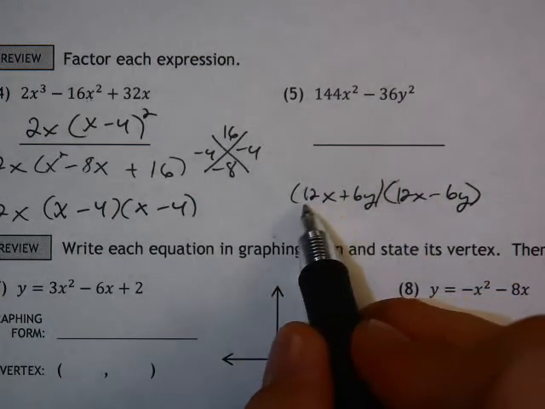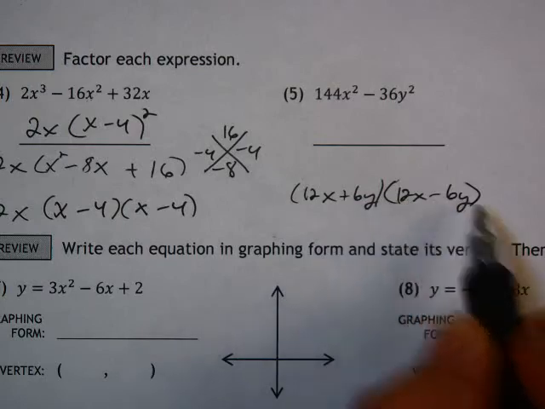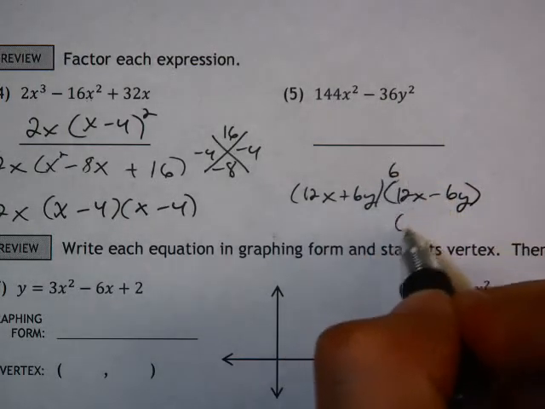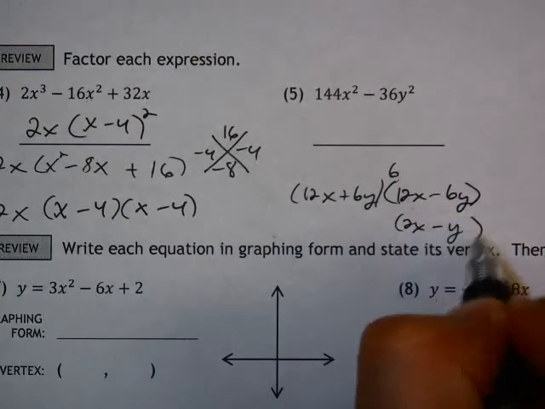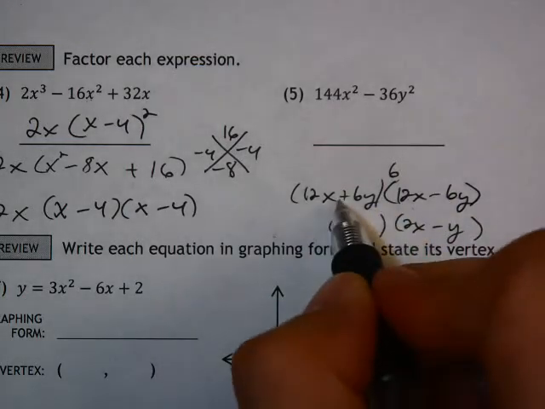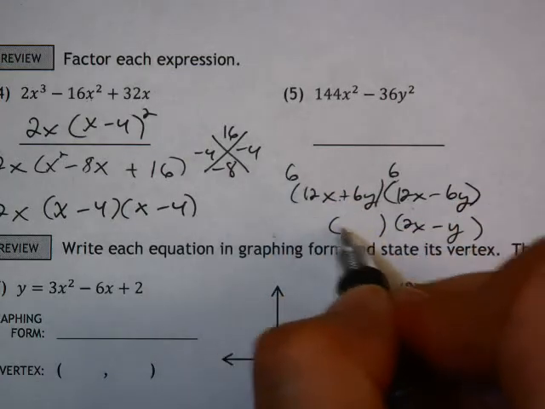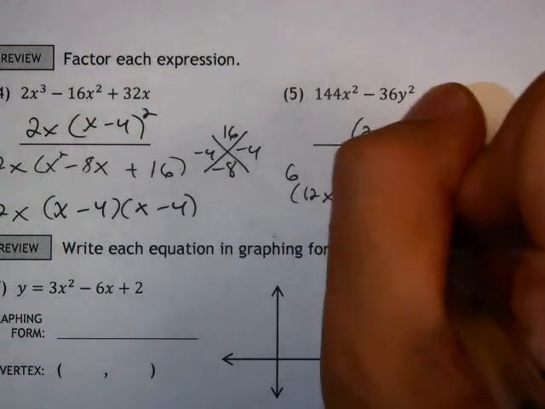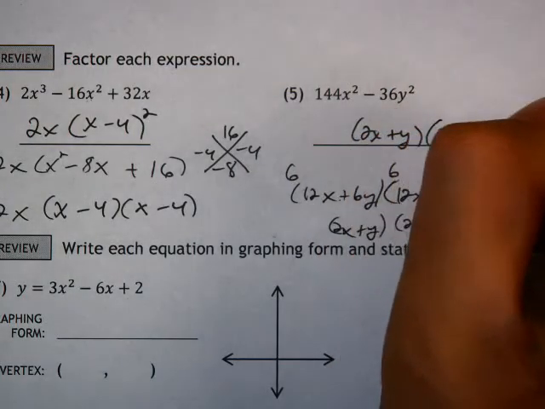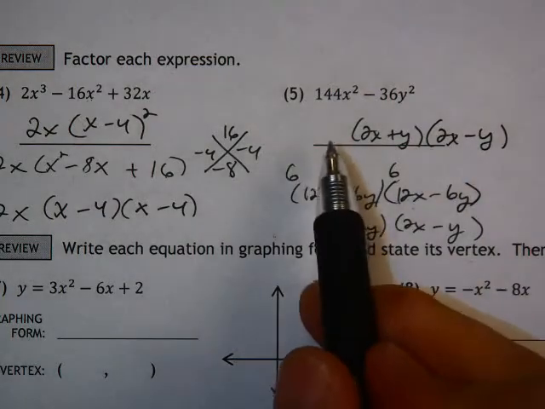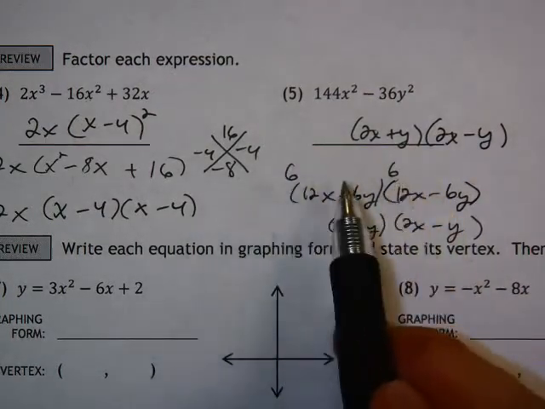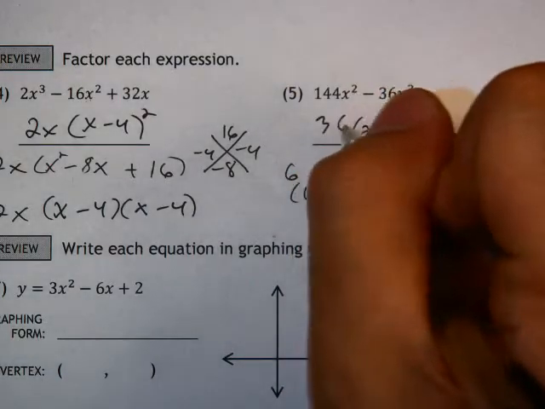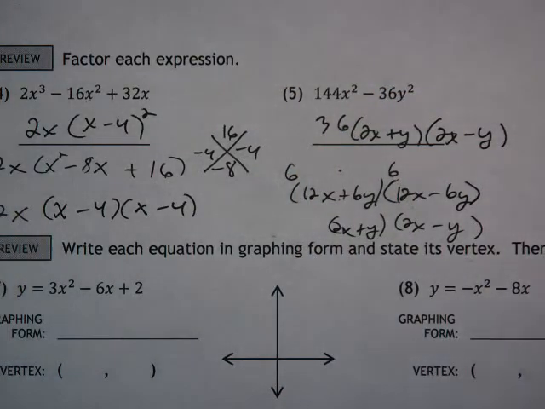But notice that there's numbers that can come out of all of these. Now if I take a 6 out of these, that gives me 2x minus y. And I can do the same thing over here. I can take a 6 out of these, divide by 6, I get 2x plus y. So part of my answer is going to be 2x plus y, 2x minus y. But in front, I took these 6's out. When these factors are taken out, there's two of them. I'm going to multiply those two. I get 36, and there's my factored form of number 5.